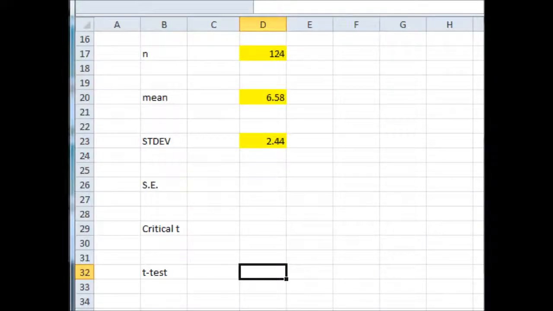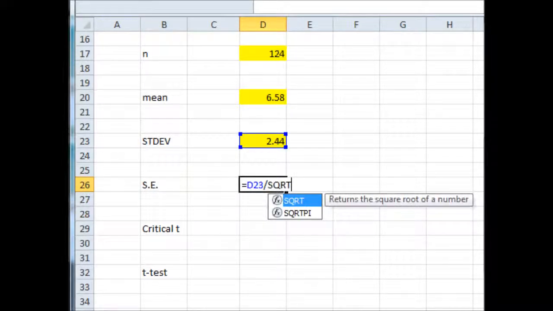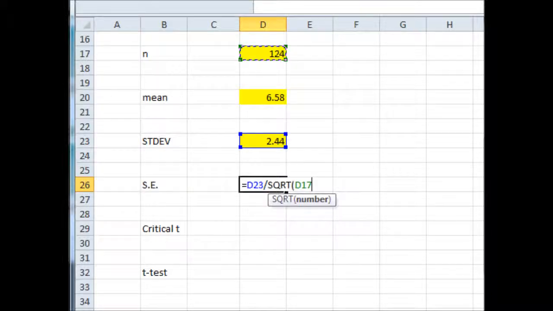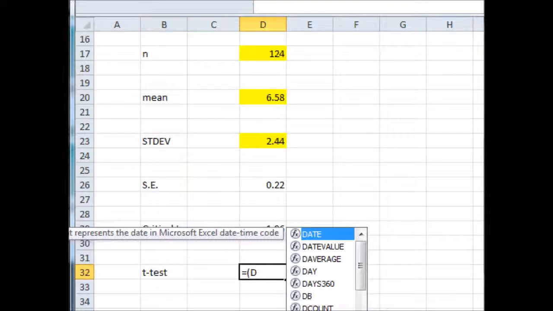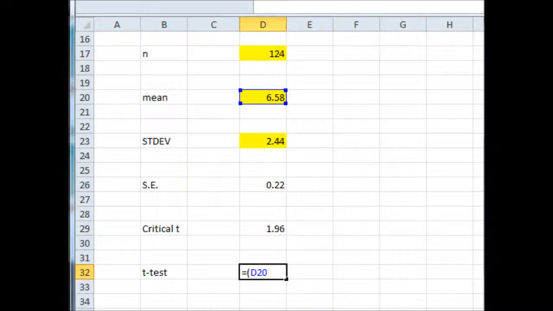Now, let's see if you have learned something from Lesson 1. Continue typing in the following. In cell D26, compute the standard error using the formula in Lesson 1. In cell D29, enter the critical t-value from the t-table, which is 1.96 as demonstrated just now. After this, we enter the following formula in cell D32 to find the t-test result: equals D20 minus 5.5 and divide by D26.